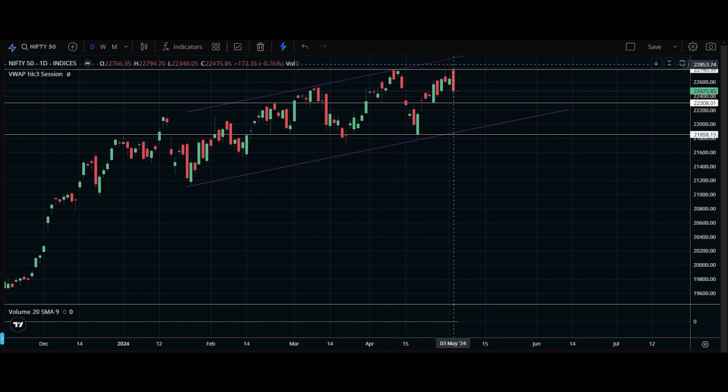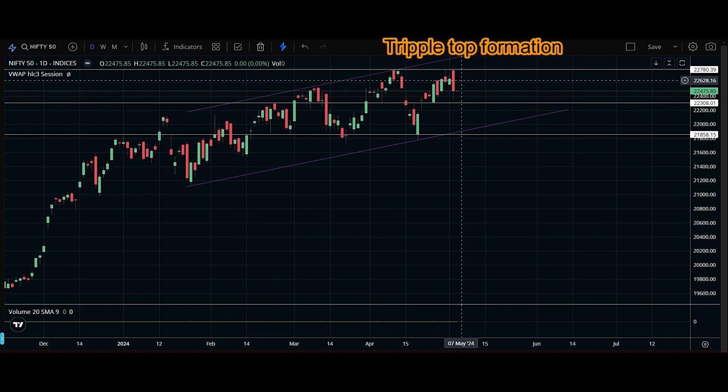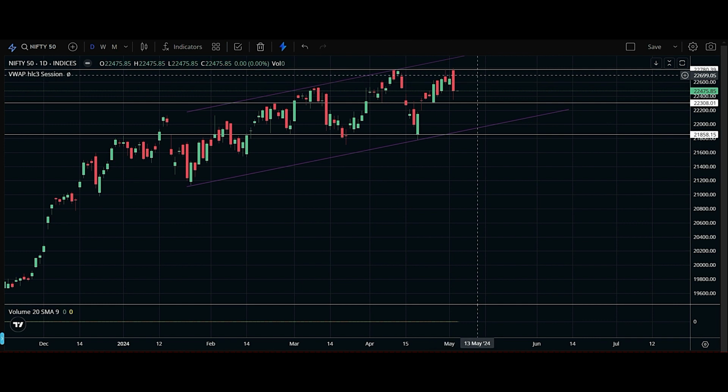So we saw a double top formation here. Okay, the first formation was on 10th of April, the next formation was on 30th of April, and then we made this top on 3rd of May itself. So probably it's a triple top, not a double top. When such a pattern happens, this resistance becomes so important to breach to have a further upside continue.